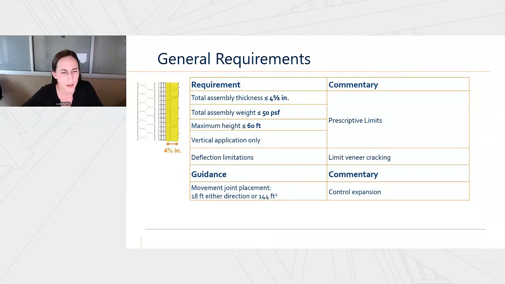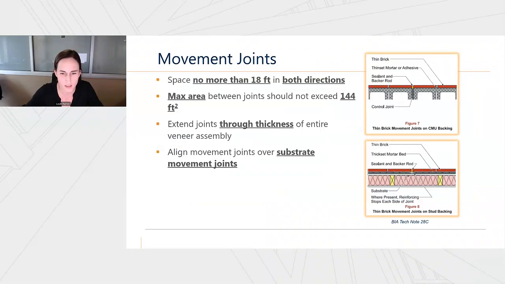And then I want to highlight movement joint placement, so I have a whole slide dedicated to that. The Brick Industry Association puts out a tech note that's really helpful when guiding designers and installers on the spacing between movement joints. It recommends no more than 18 feet in both directions, and also not exceeding 144 square feet. Traditional brick veneer is usually between 20 and 30 feet, so this is a little bit tighter.